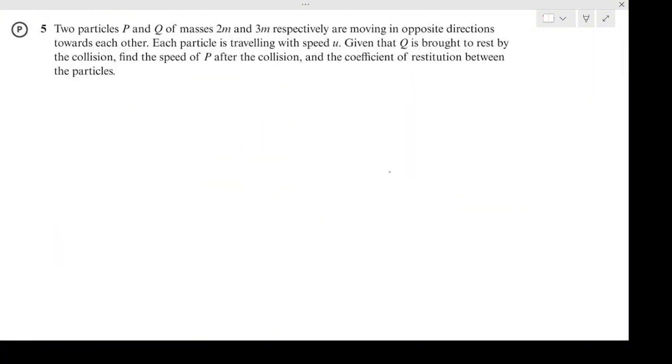Okay, then I've got this question here. So now there's going to be a bit of algebra involved because we've got m's here, but the process is going to be exactly the same. So again, we've got two particles P and Q.